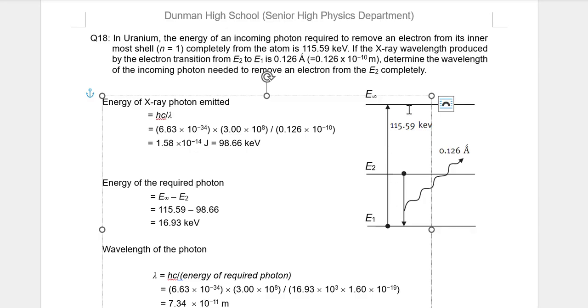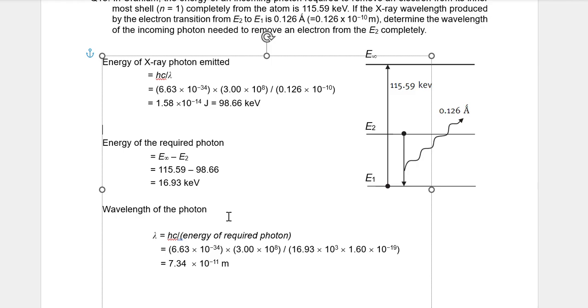So what's the difference? I want the wavelength of the photon required to remove an electron from E2 to infinity. To remove the electron, I must go from E2 to infinity. So I want this energy level minus this one. That's what I'm doing. Then you can equate the energy to hc over lambda, equating 16.93 to hc over lambda. You should be able to get the wavelength as 7.34 times 10 to the power minus 11.